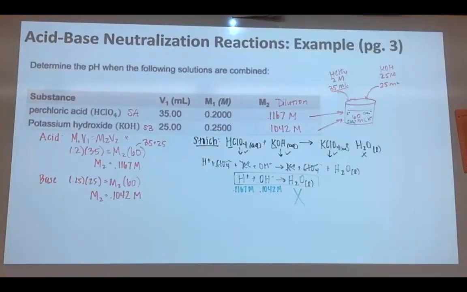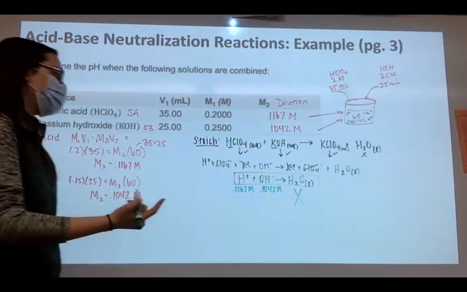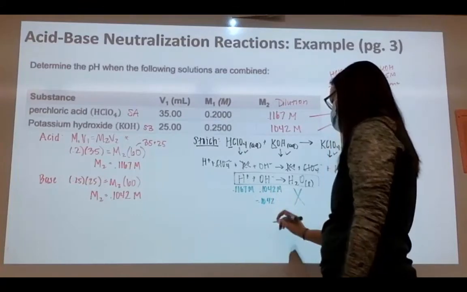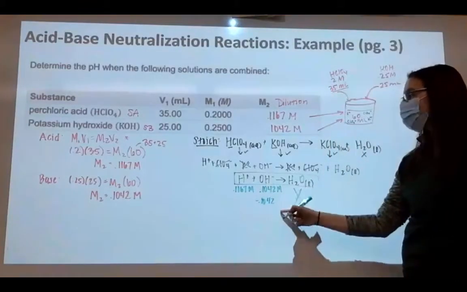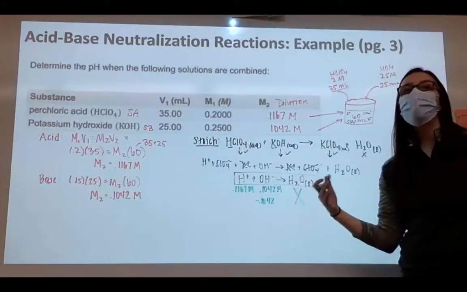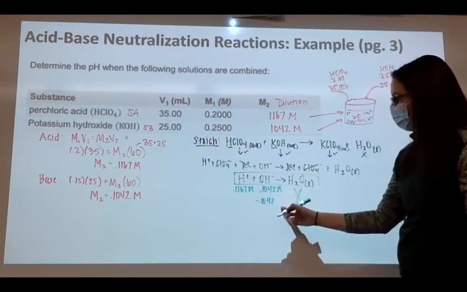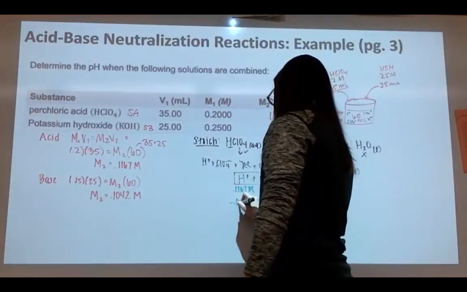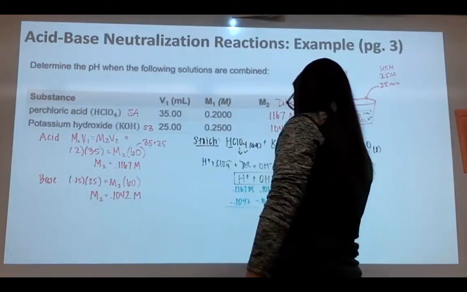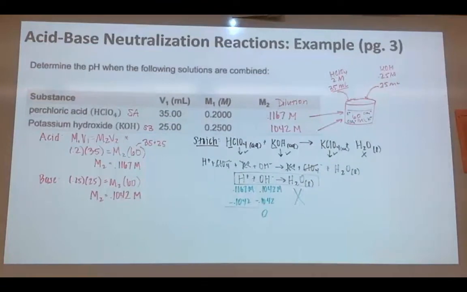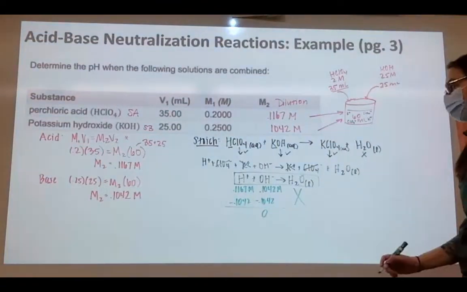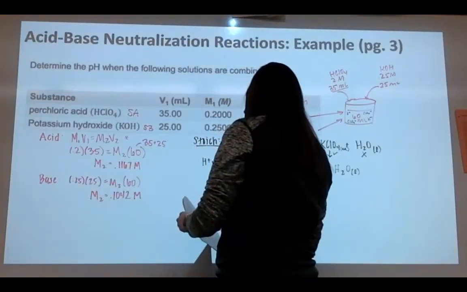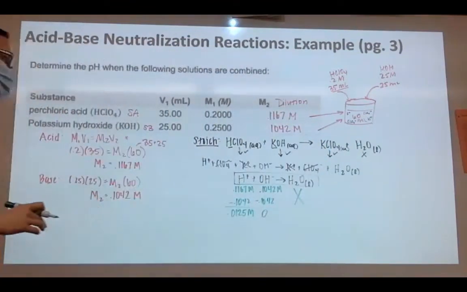Which one's going to run out first? OH minus. We're going to use up all of the OH minus. It's going to run out first. We have less of it. That's the limiting reactant. Well, if we're using up this much OH minus, we're going to use up the same amount of H plus because it's a 1-to-1 ratio. So I have 0 OH minus left over after the reaction. I have 0.0125 molar H plus left over after the reaction.